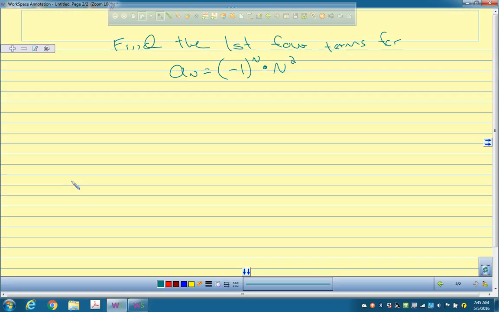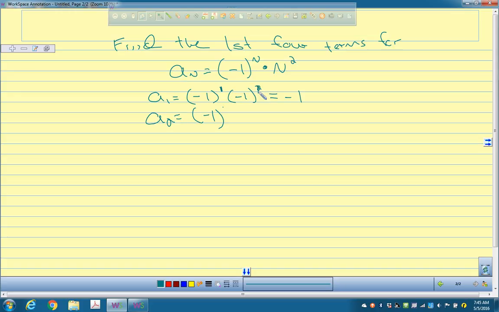That's right. Would it be -1? Yeah, it would be. So a sub 1 is going to be equal to -1 raised to the first power times 1 squared. -1 to the first power is -1. What's 1 squared? +1. So what do I get out? -1. A sub 2 is going to be -1 to the what power?